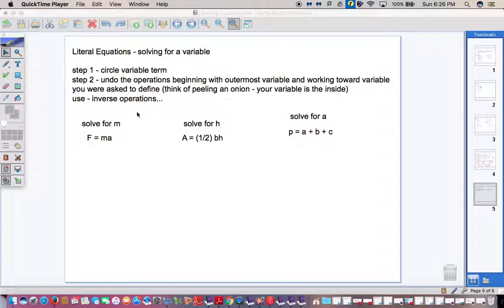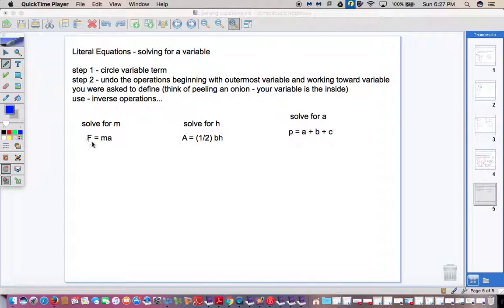Okay, so your process is very similar to solving an equation, but it's a little bit different because we're not actually combining like terms. We're not able to do any of that because we're not sure what numbers the variables are. So we're doing things a little bit differently.